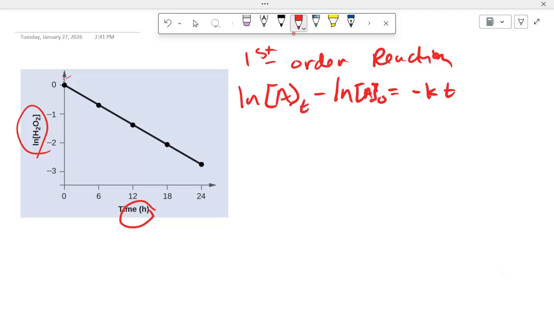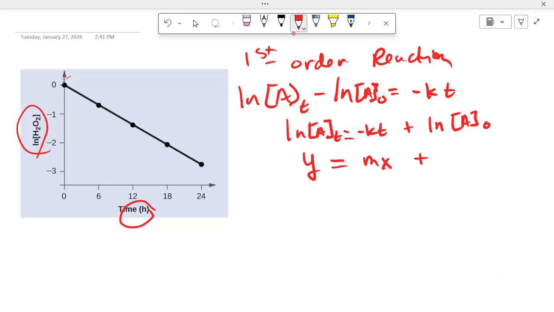Now you might wonder, how does this equation align with this graph? Well, let's just rearrange it really quickly. We get the natural log of A at time t is equal to negative kt plus the natural log of A at time 0. So hopefully you can see we have essentially a line equation, y equals mx plus b. So here's our y-intercept, here is our y value, and here is our slope. Our slope is going to be negative k. So we can write down here, negative k equals our slope.